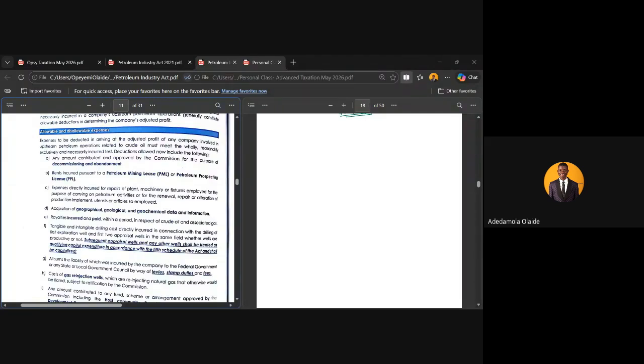So we have the allowable and disallowable expenses for hydrocarbon tax purposes to be as follows. Start with first, the decommissioning and abandonment cost. The decommissioning and abandonment cost will be allowable provided it is approved by the commission.